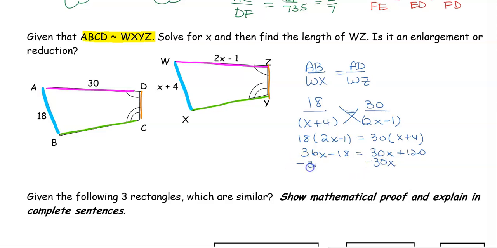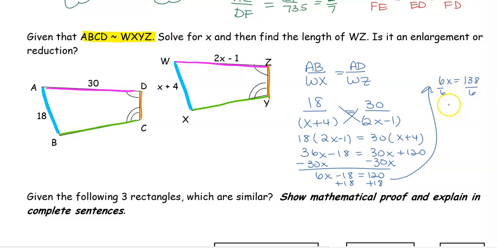We're moving that entire term over, so we subtract. 6x minus 18 equals 120. We add 18. That gives us 6x equals 138, divided by 6. And we find that x is going to be equal to 23. Now we have to determine the second part.